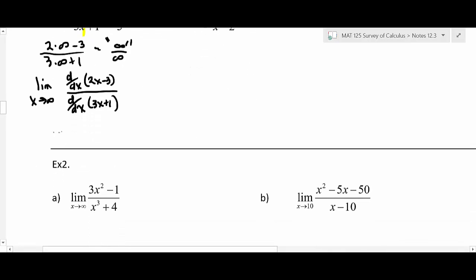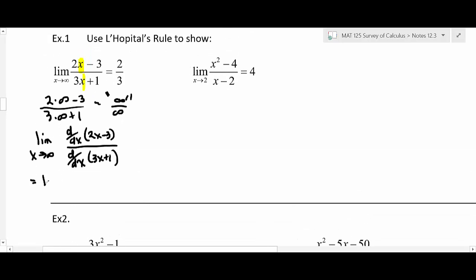limit. Okay, like that. So what you're going to have now is the limit as x goes to infinity, what's the derivative of the numerator? And how about the denominator? 3. Okay, so you're doing the limit of 2/3.